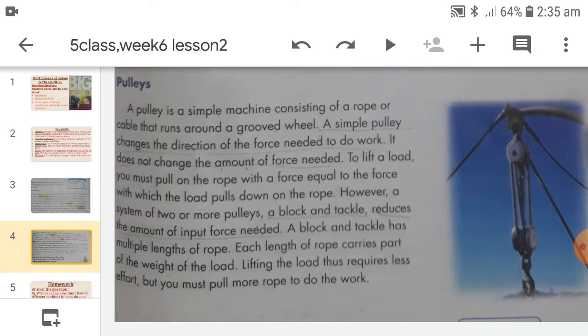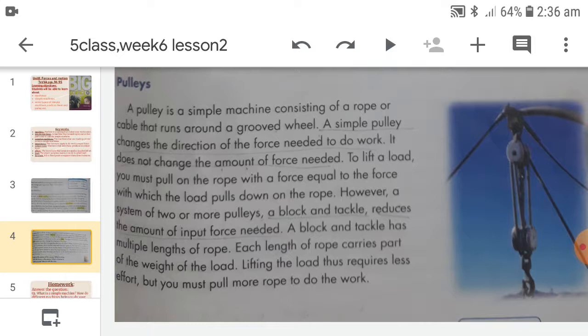But what happens when you work with block and tackle? Block and tackle consist of two or more pulleys, meaning two or more grooved wheels, and also two or more parts of a rope or cable. It is actually a system of pulleys which have multiple lengths of rope to do work together. The block and tackle can reduce the amount of effort that you use to do the work.